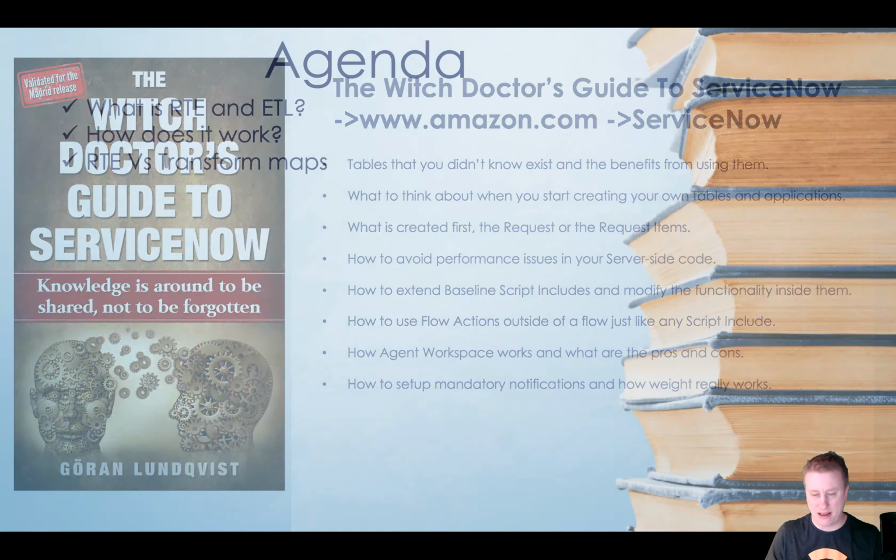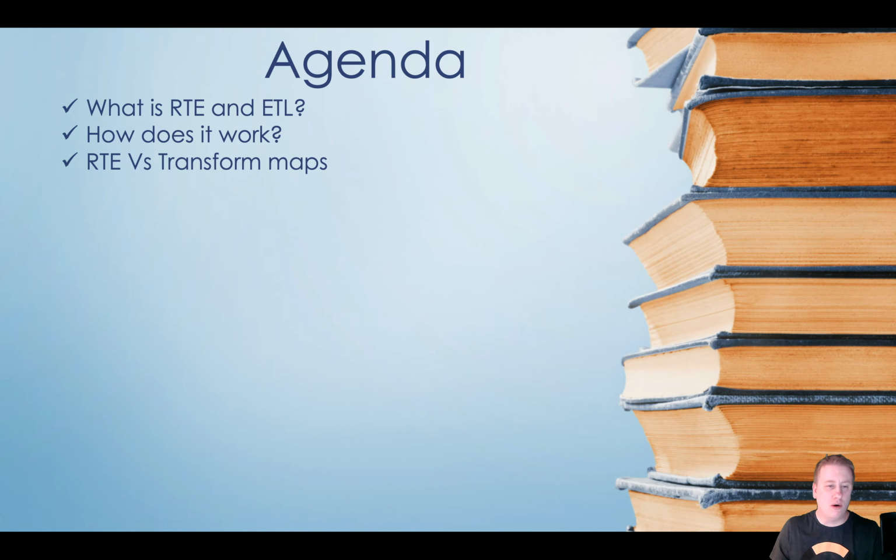Enough about that, let's move on to the fun stuff. So, what is the robust engine and what is the ETL stuff? How does it work? And what's the difference between using this and the good old transform maps that we're used to do?